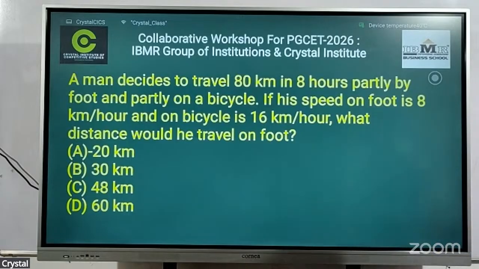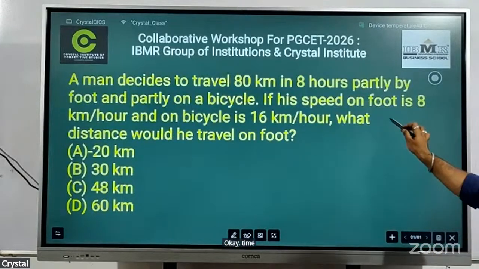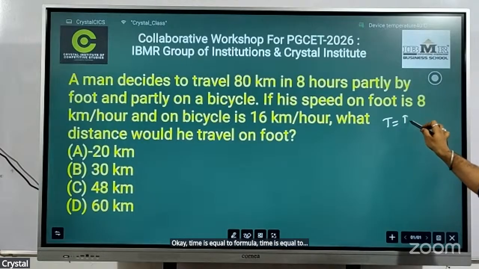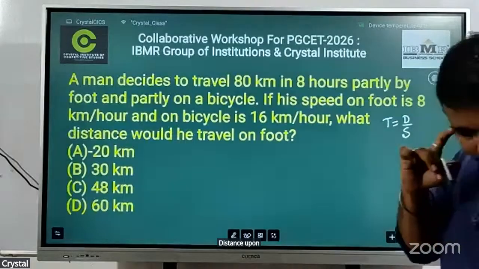Forty-eight. Good. Okay, the formula: time is equal to distance upon speed. Correct? Okay.